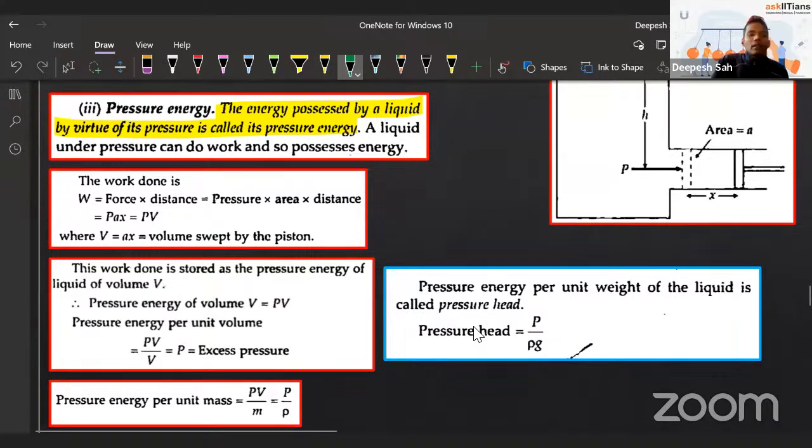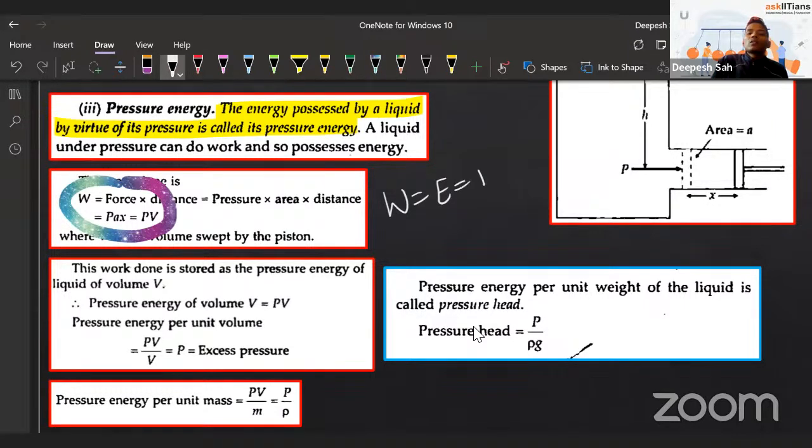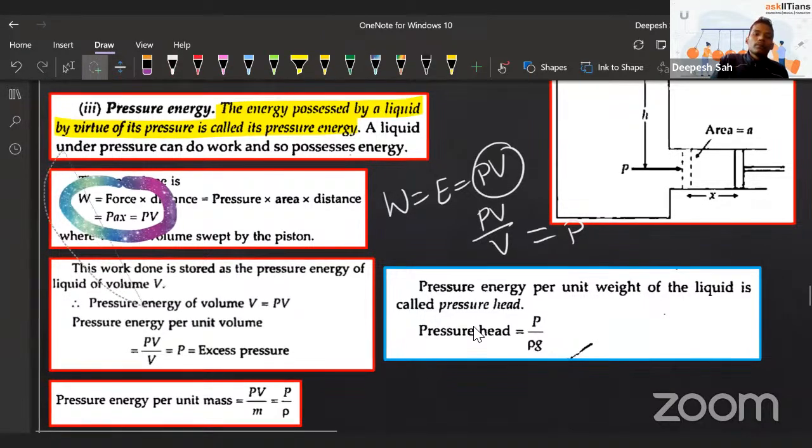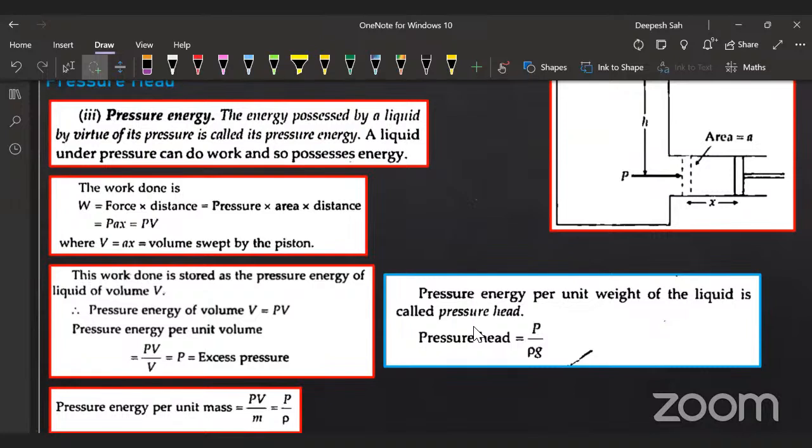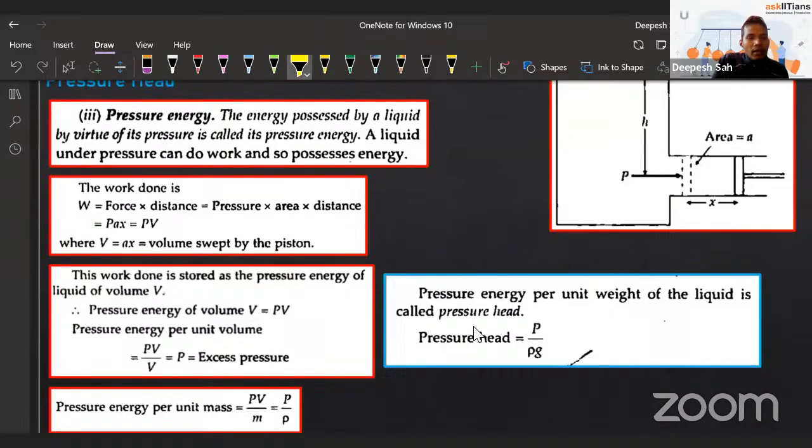Let's see. It's like this: work done is equal to force into distance. Force is equal to pressure into area, and area into distance is actually equal to what? Volume. So this work done is coming out to be PV. And as we know, work done is equal to energy, which is equal to PV. This is what we call pressure energy. Now pressure energy is PV divided by volume. That will be left with P only. That is pressure energy per unit volume. Is that fine, Elizabeth? Yes, sir. So PV by V is equal to P.